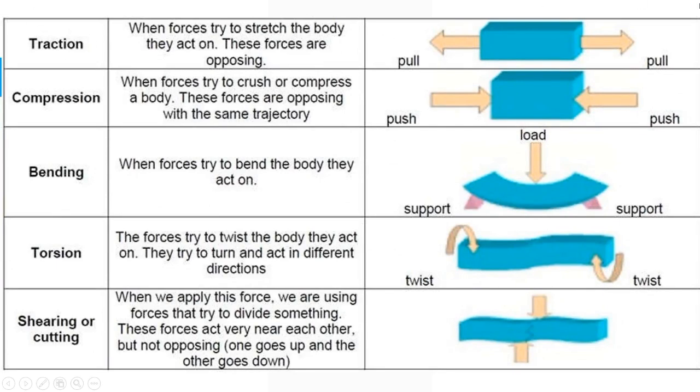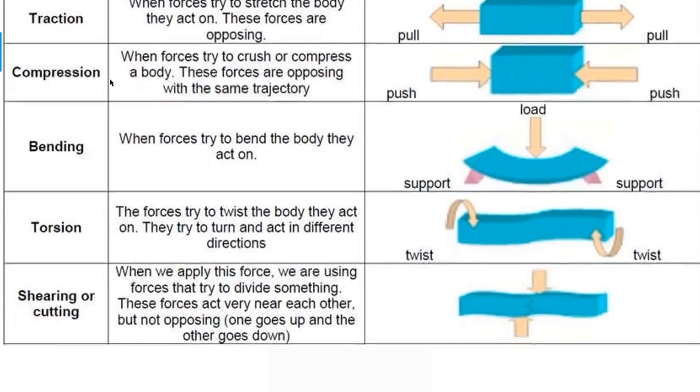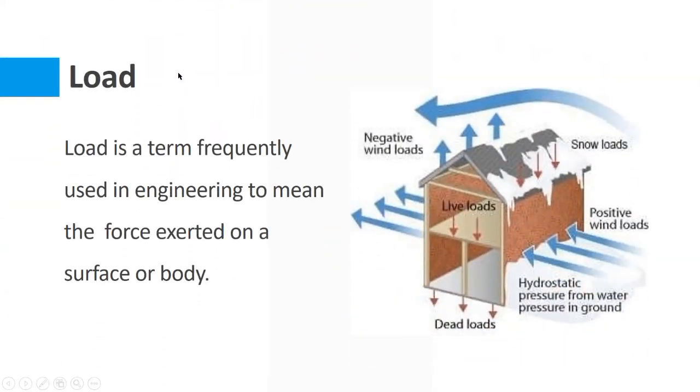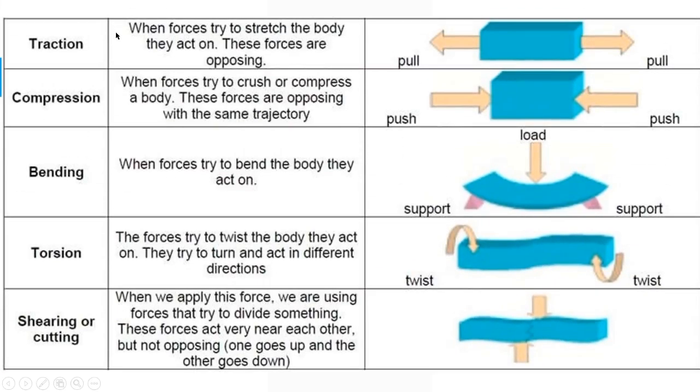The internal forces can produce different kinds of stresses in the body. They can be tensile stresses, they can be compressive stresses, they can produce bending, they can produce torsion, and they can produce shearing. If the forces try to pull an object, for example, this is an object and the force is applied in this direction and in this direction, then it will pull the object in these two directions.